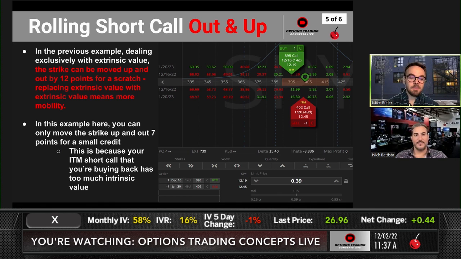So how the math works out: in the previous example, dealing with exclusively extrinsic value, the strike could be moved up by 12 points for a scratch, out in time, replacing extrinsic value with extrinsic value. And that's always going to mean more mobility compared to when you add intrinsic value into the mix. So in this example, you can only move the strike up 7 points for a small credit. And again, it's because the short call that you're buying back has too much intrinsic value to replace with extrinsic value in a further dated cycle.